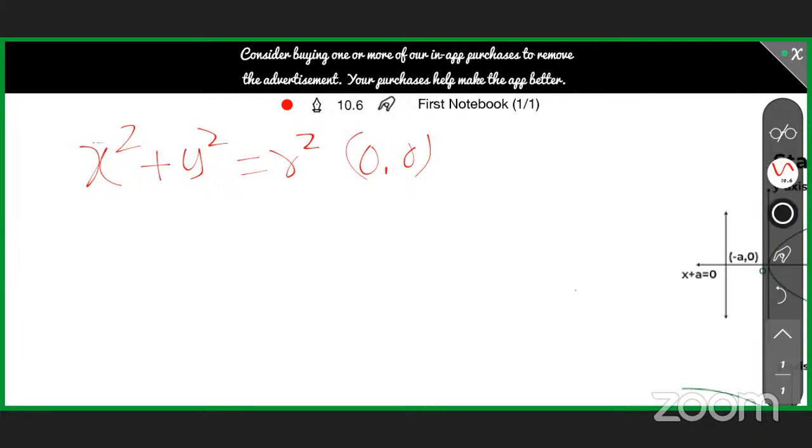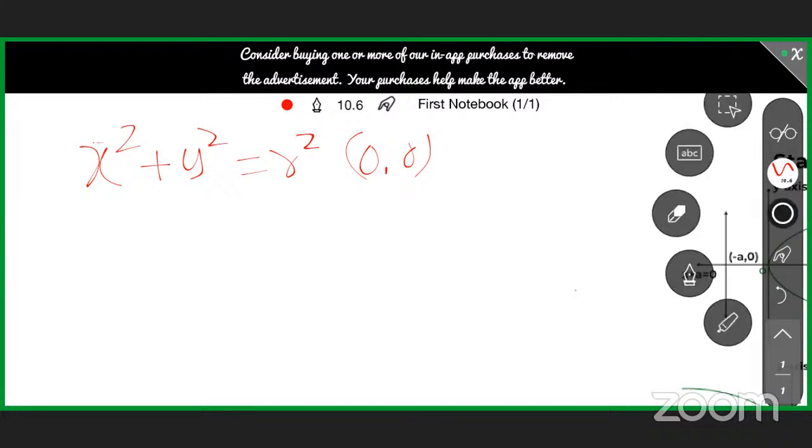Yes, sir. Last class we discussed the equation of a circle. We discussed three equations of circle. One equation that we discussed was x square plus y square is equal to r square, where the center of the circle is 0, 0, that is the origin, and the radius is r units.